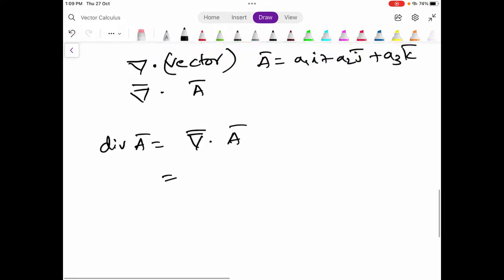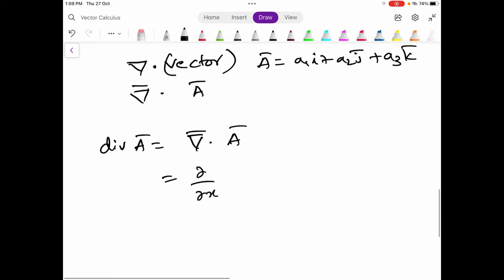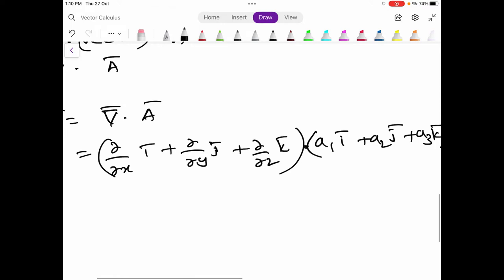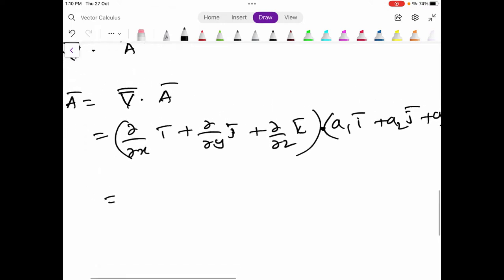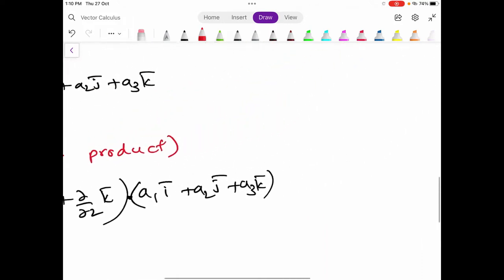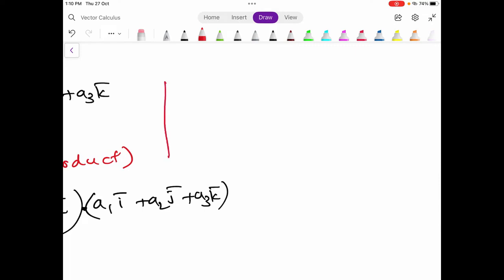This is equal to del dot a bar. Del means dou by dou x of i bar plus dou by dou y of j bar plus dou by dou z of k bar, dotted with a, which is a1 i bar plus a2 j bar plus a3 k bar. Here we have to do the dot product. Remember that we are using the dot product, so you know the condition of the dot product.